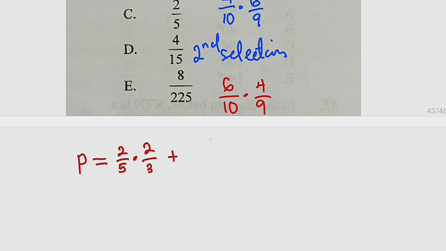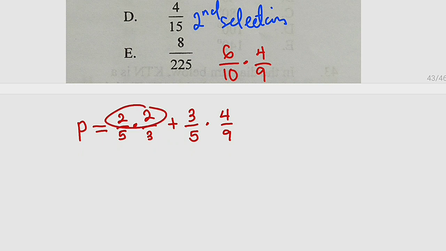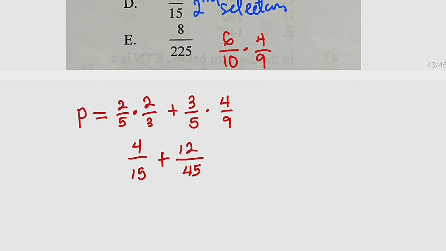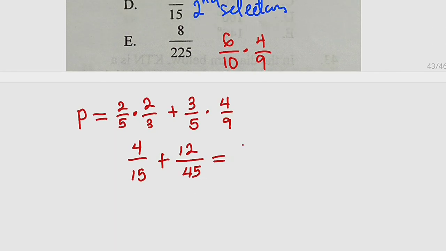This to the lowest term is going to be 2 in 6 is 3. 2 into 10 is 5. But we leave this one as it is because you cannot reduce it. So 2 multiplied by 2 is going to give us 4. 5 multiplied by 3 is going to give us 15. Plus 3 multiplied by 4 is going to give us 12. 5 multiplied by 9 is going to give us 45. And we know that this is the same thing as 4 over 15 again.